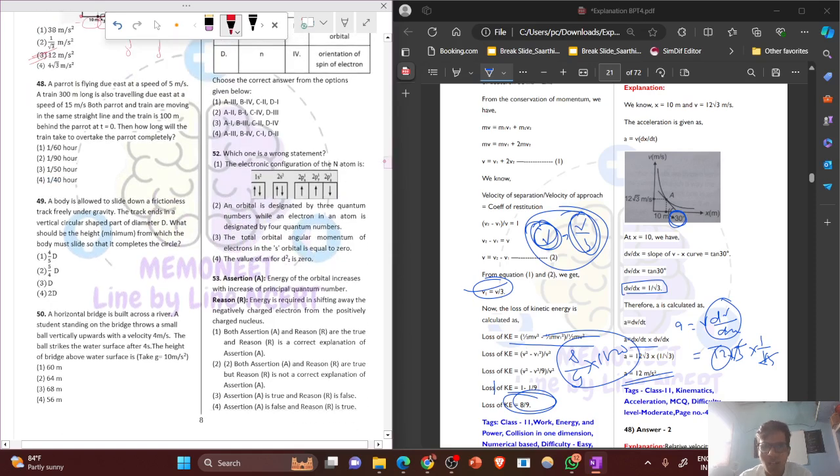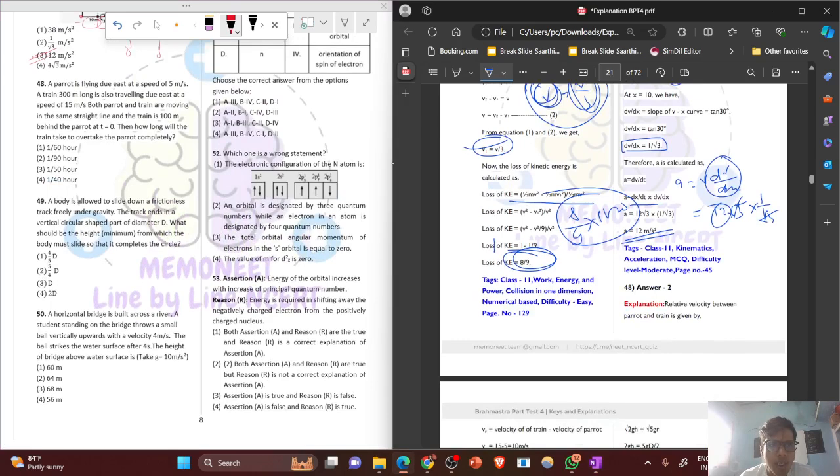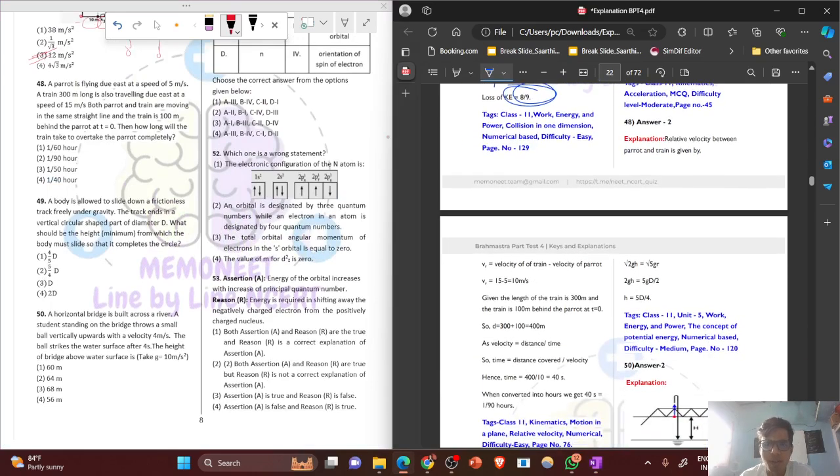Moving ahead, a parrot is flying due east at a given speed. The train, 8 meter long, is traveling due east as well. Both the parrot and the train are moving on the same straight line. The train is 100 meters behind at zero time. Then how long will it take to overtake? It's a very famous question.